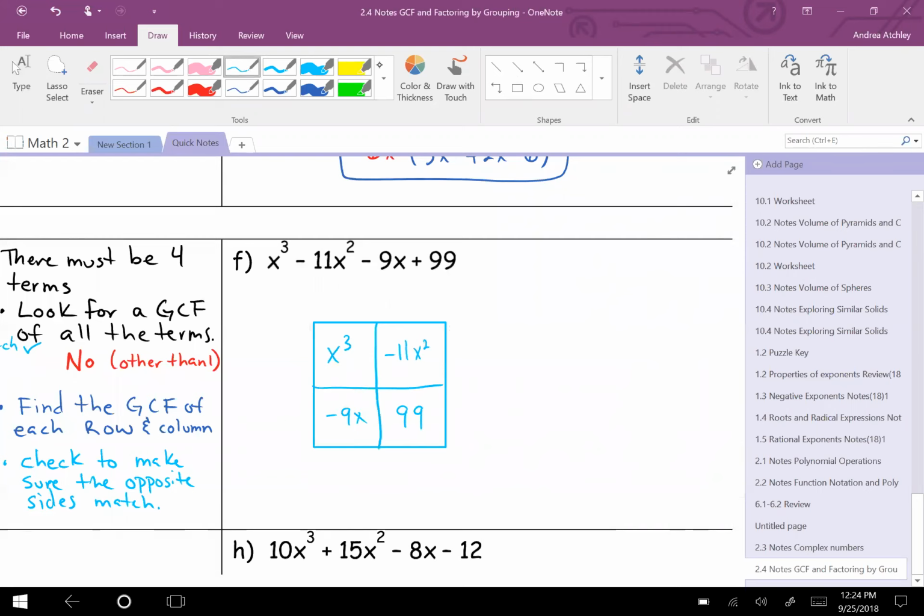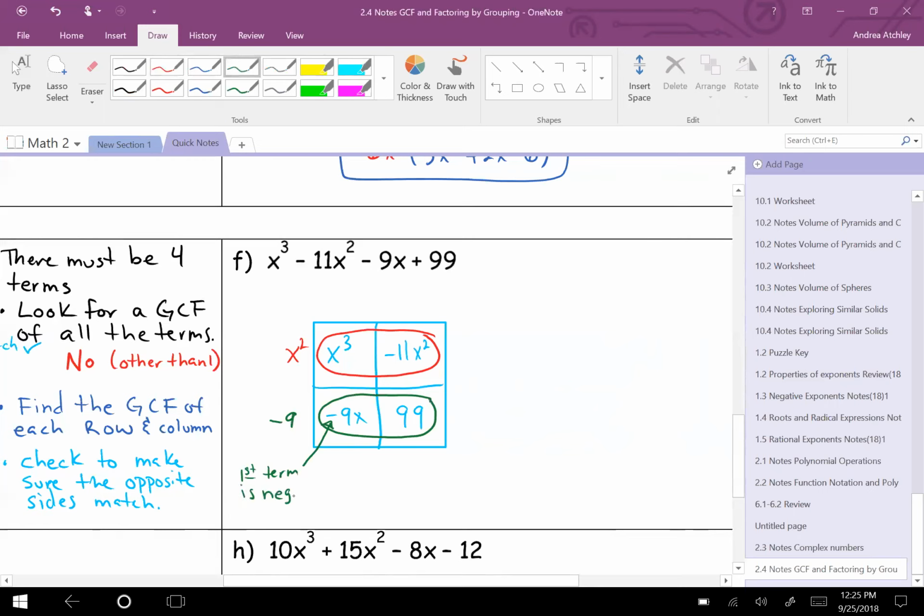So most of you guys were able to pull out an x squared for these two. Okay. And then this right here. That first term is negative, right? So what should we pull out? Negative 9. Okay, so you have to pull out the negative 9 there.